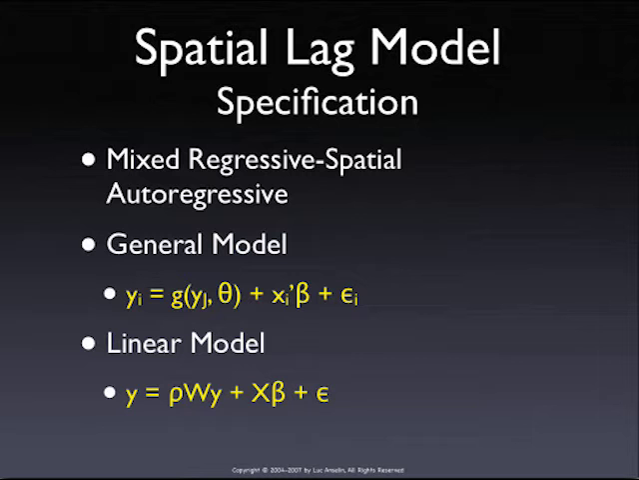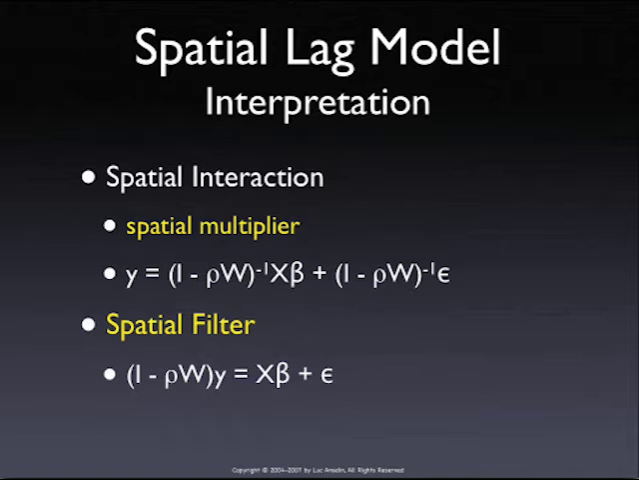How do we interpret this? We basically have two interpretations. One is what I call a spatial multiplier. The other one is a spatial filter. The multiplier is a model for externalities, for spillovers. What it tells you is what happens if I change something with the x, with the covariates, in one location. How does that affect the y's in all the locations?